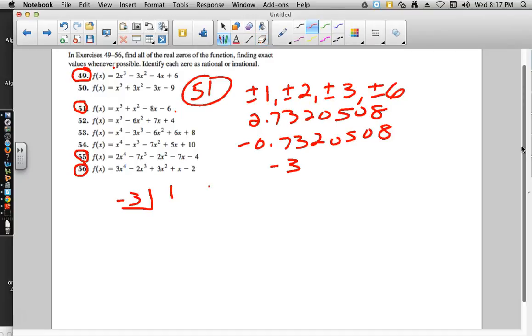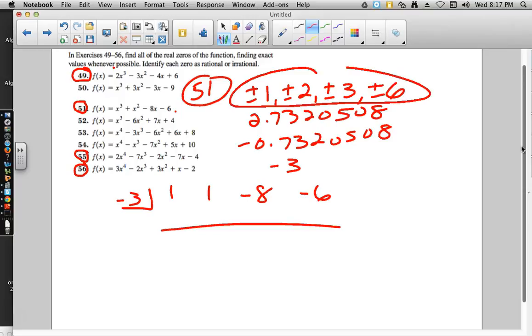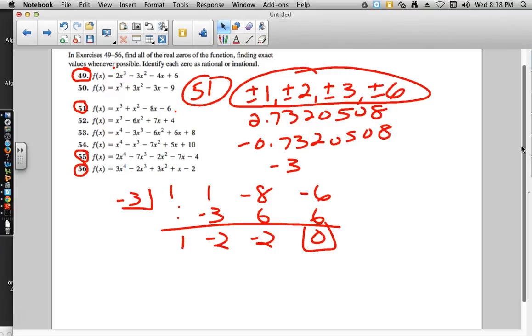And remember, when you're in AP Calc, you're not going to get to use that graphing calculator to figure these things out. In fact, this would be considered an easier problem, just having 8 of them that we have to try synthetically. So let's bring the 1 down, multiply outside the box, add inside the box, multiply out, add inside, multiply out, and add. So good news, the negative 3 definitely is working.